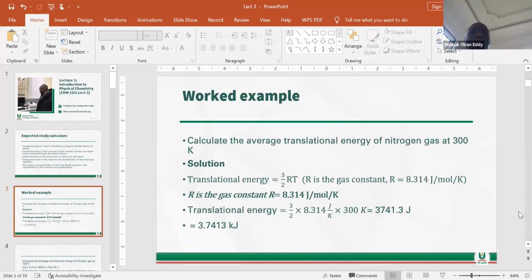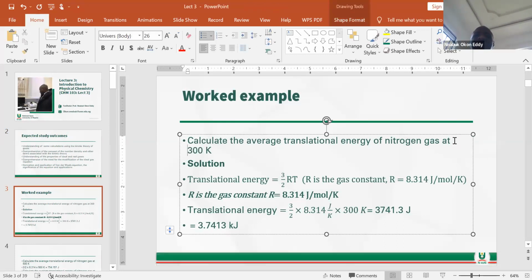So let's take one example. Calculate the average translational energy of nitrogen gas at 300 Kelvin. The first thing you need to know is the equation for calculating the translational energy. The equation is 3/2 RT, where R is the gas constant, and the numerical value of the gas constant is 8.314 joule per mole per Kelvin.